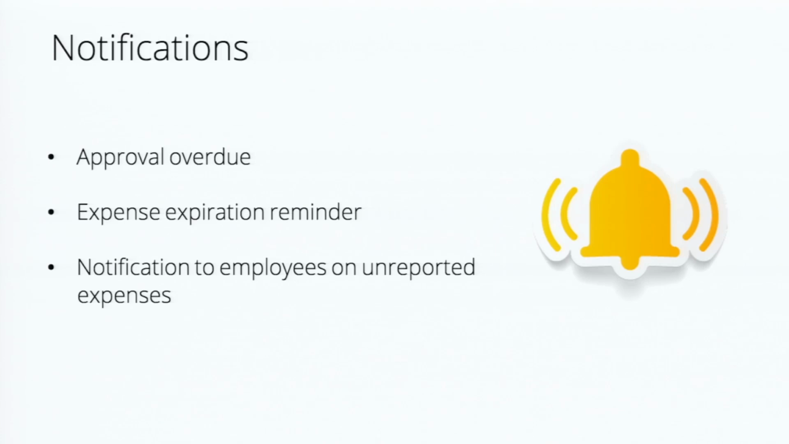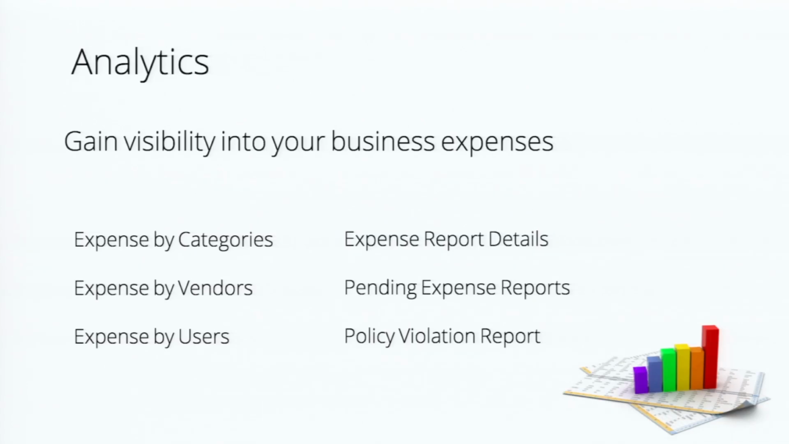Notifications. As I said, notification emails or push notifications are sent on approval overdue. I keep getting that every week, by the way. And expense reminders, expiration reminders, and things like that. Notifications for unreported expenses, and all the boring stuff that you'd expect from an expense management app.